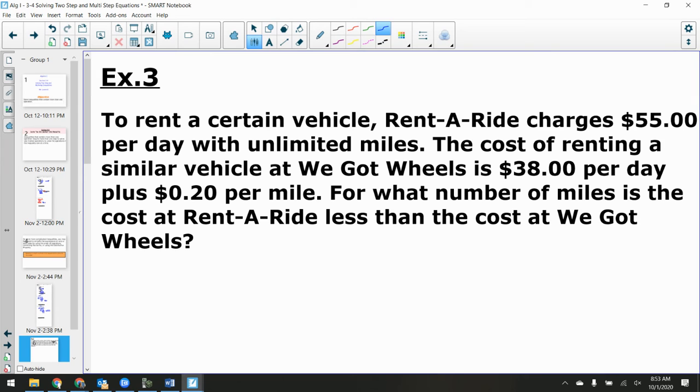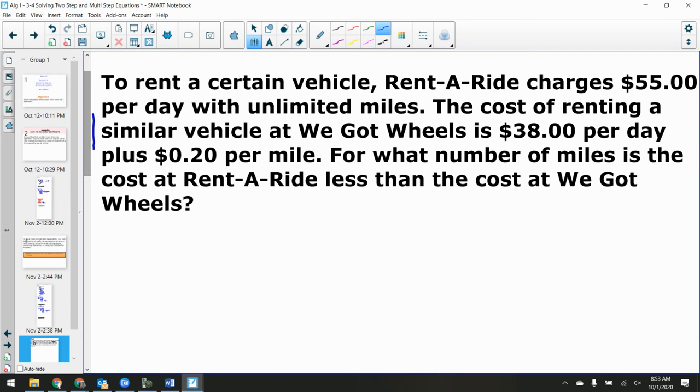For what number of miles is the cost at Rent-A-Ride less than the cost at We Got Wheels? So we want to know when Rent-A-Ride is going to be less than the cost at We Got Wheels. I like to try to put it in terms of the problem. I know it kind of looks weird, I'm abbreviating there. But I like to put it in terms of the context of the problem, because the last sentence will really tell me what my inequality should look like. And now I can plug in to solve.